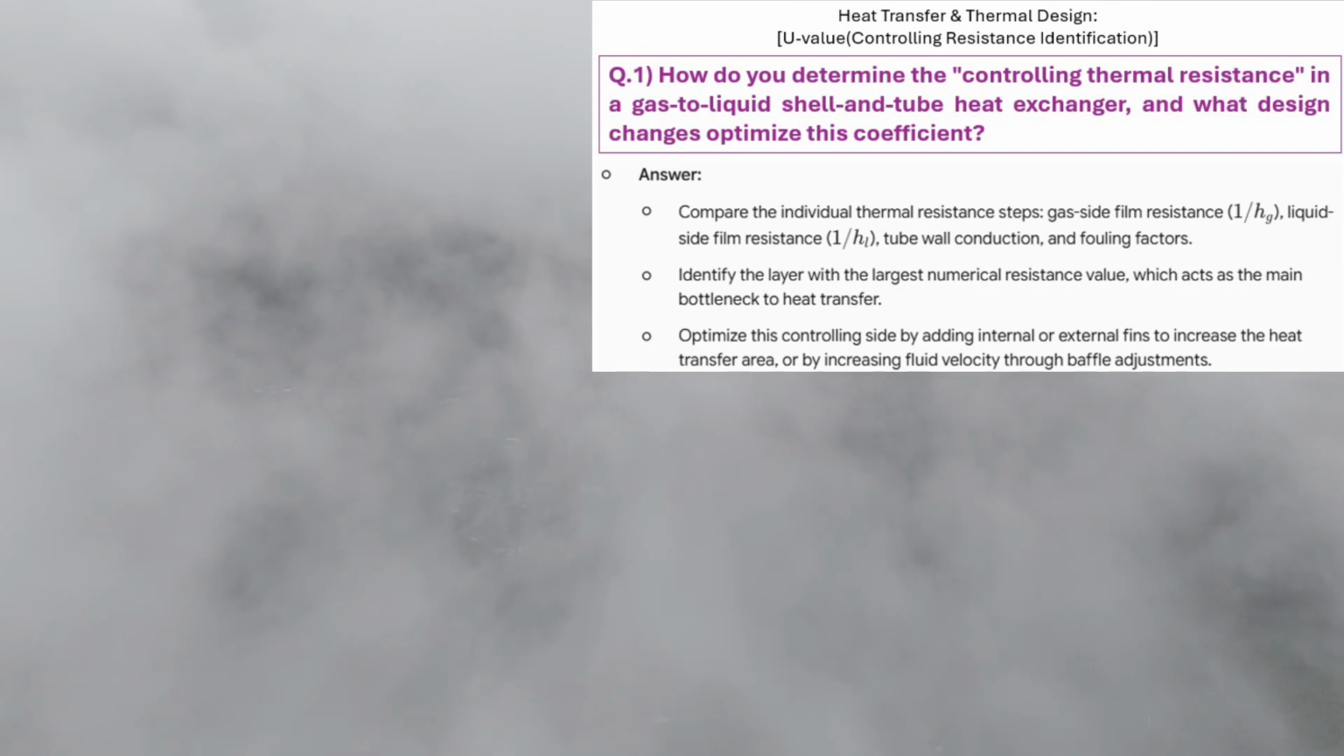In a gas-to-liquid shell and tube exchanger, how do you mathematically and practically determine the controlling thermal resistance? And how do you optimize it without destroying the hydraulic budget? Well, to address your premise, specifying titanium without mathematically isolating the true bottleneck is a severe failure of resource allocation. It's just wasting capital. Exactly.